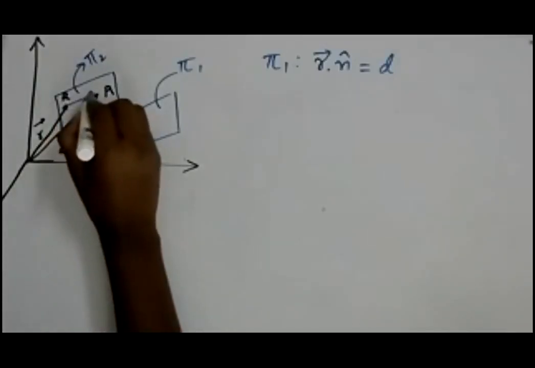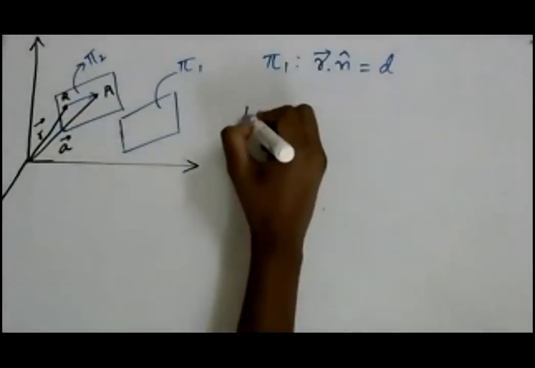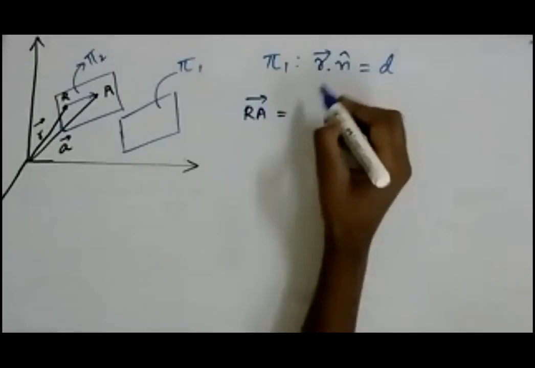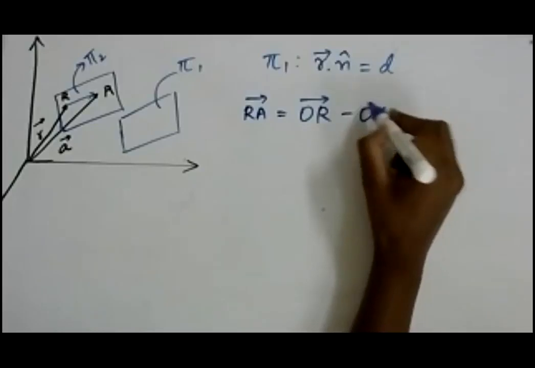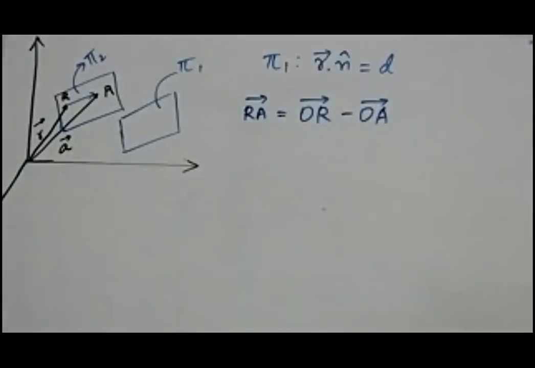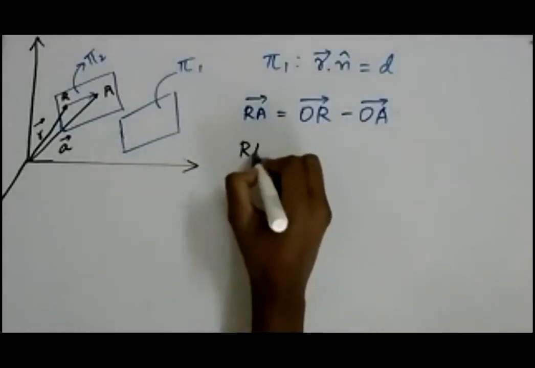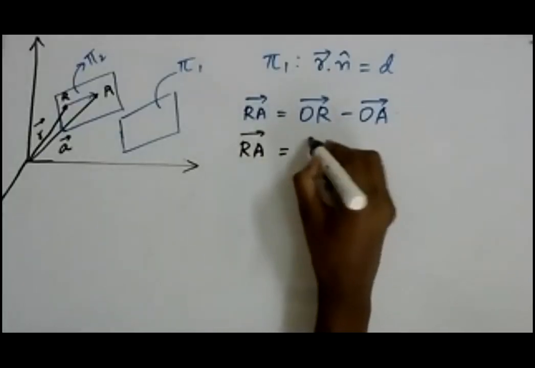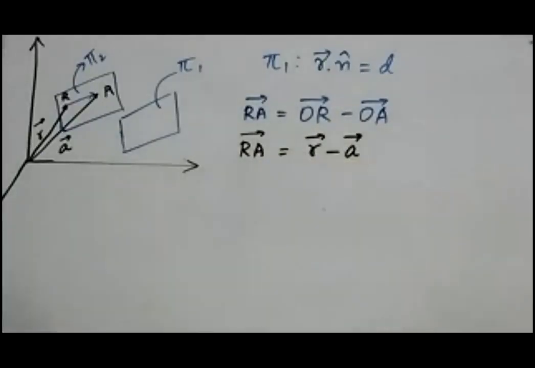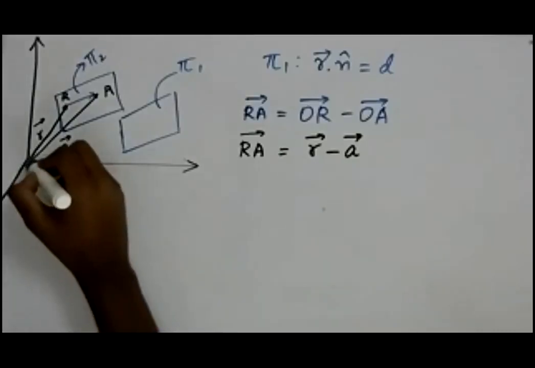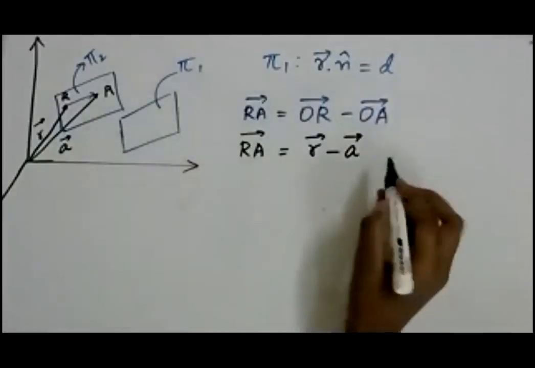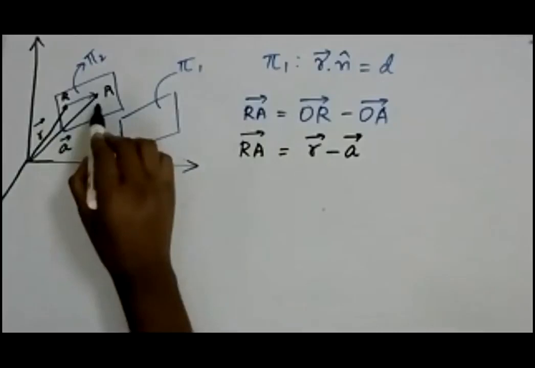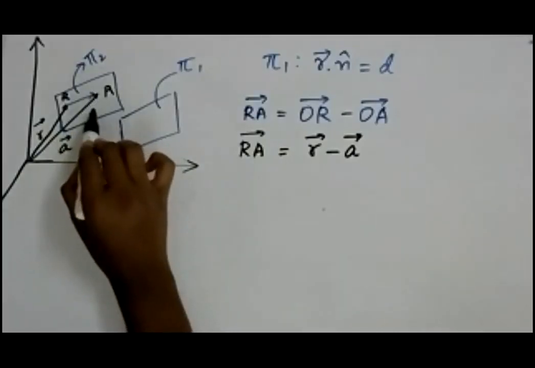So we know that this RA vector is equal to OR vector minus OA vector. OR vector is r vector and OA vector is a vector. So RA vector is going to be equal to r vector minus a vector. And one more thing here: n vector is a unit vector for both these planes. So n vector is the unit vector of this plane also. That means n vector is going to be perpendicular to this plane also.